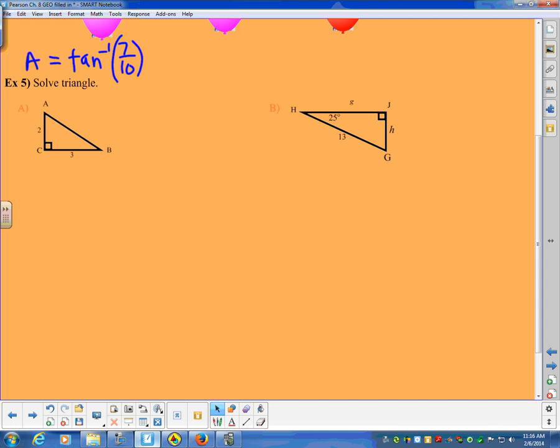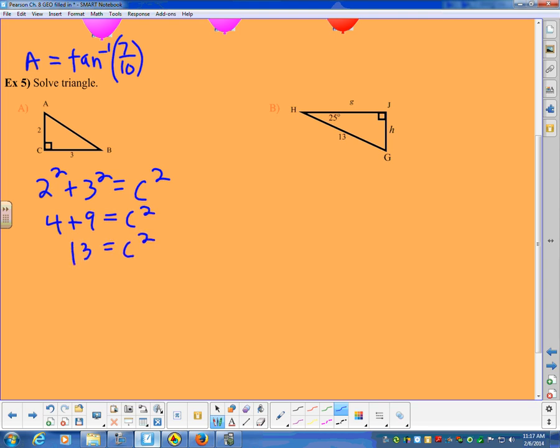So solve the triangle. Okay, I have a 2 and a 3 here. How could I find the hypotenuse? Pythagorean theorem would be one way. That's probably the only way at this point because I don't have any angles. So we go 2 squared plus 3 squared equals c squared. And 4 plus 9 is 13. So what does c equal? Square root of 13.